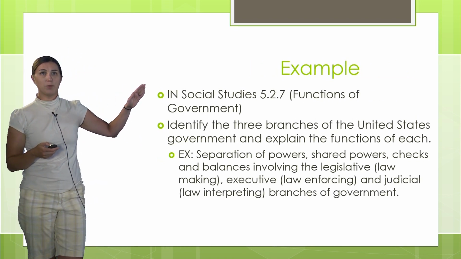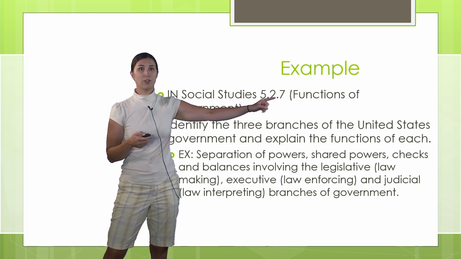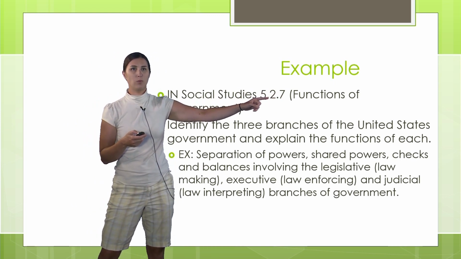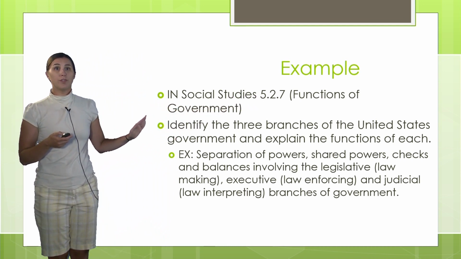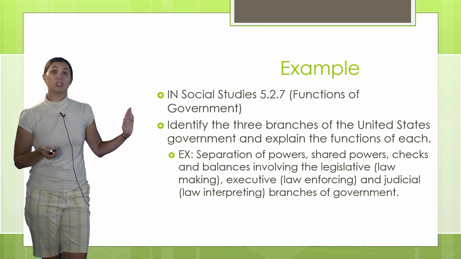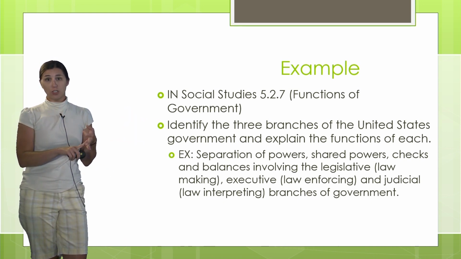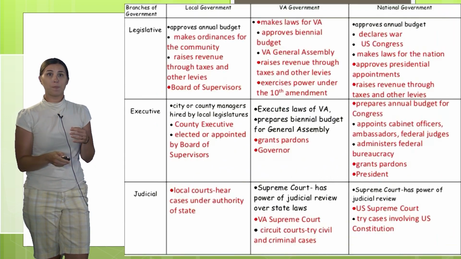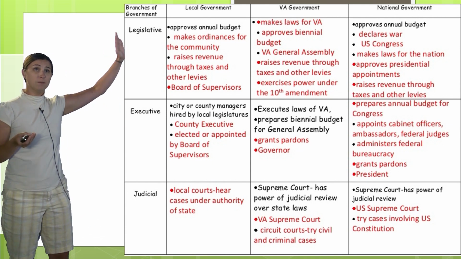So here's one example. We're looking at the Indiana Social Studies Standards. And again, this is the 7th standard in the second set, which is Functions of Government at the 5th grade level. So this one is: identify the 3 branches of the United States government and explain the functions of each. And so we're looking at the legislative, the executive, and the judicial branches of government. And so here's examples, just taking very brief notes.